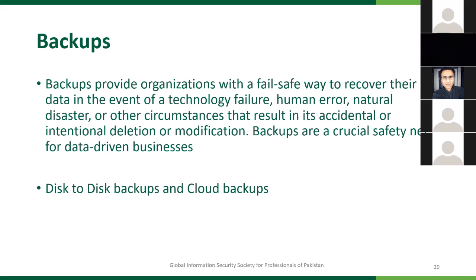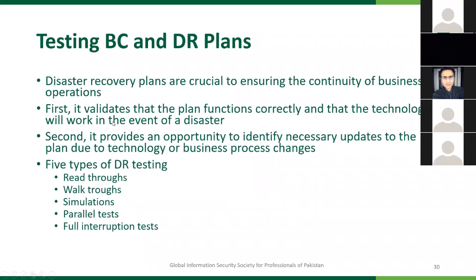So that's where testing your BC and DR plans comes in, because you need to know what type of disasters you're talking about here. And how do you know about that? You know by doing testing and planning. There are 5 types of DR testing. You do read-throughs, you do walkthroughs, you can do simulations, you can do parallel tests, and you can do full interruption tests. And you will get questions on full interruption tests and why you do it.